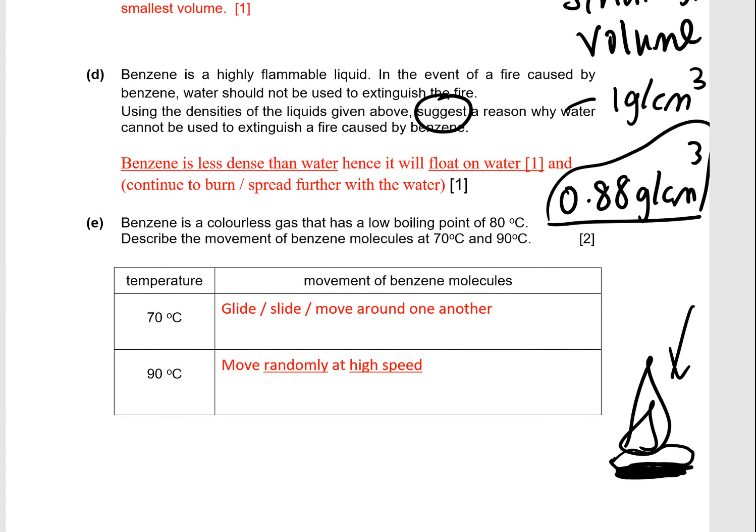And next, benzene is a colorless gas. Describe the movement of benzene at 70 and at 90. Since the boiling point is at 80 degrees Celsius, at 70 benzene is a liquid, at 90 it is a gas. So from your knowledge of the particulate model, liquid particles will glide or slide or move around one another, whereas gas particles will move randomly at high speed. Both random and high speed need to be in the answer in order to get the 1 mark.